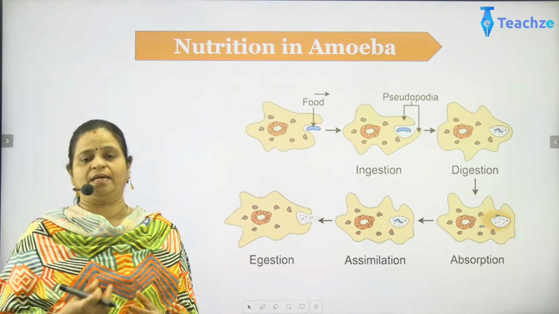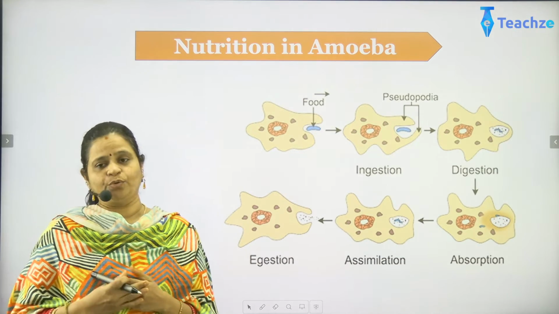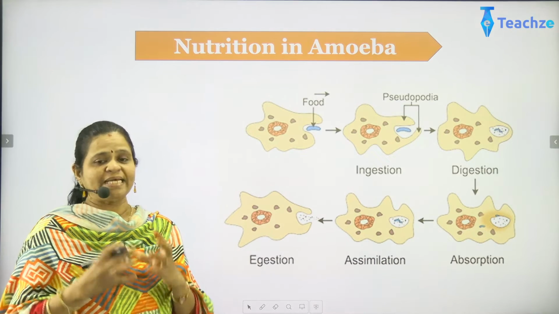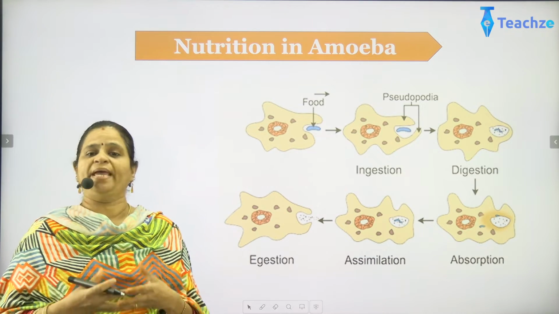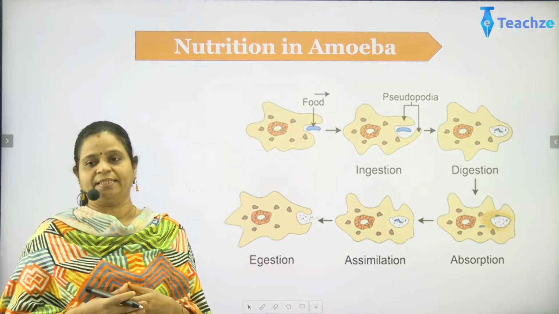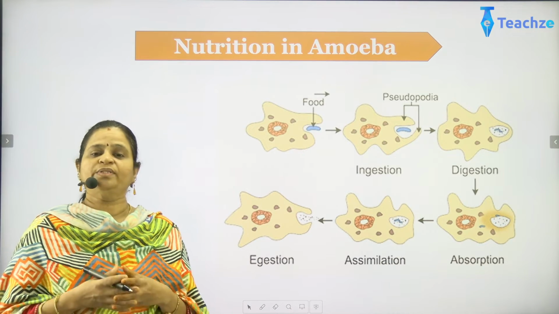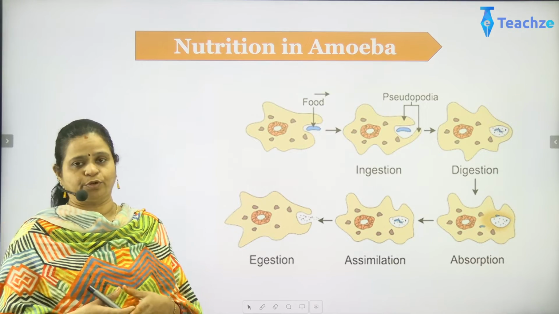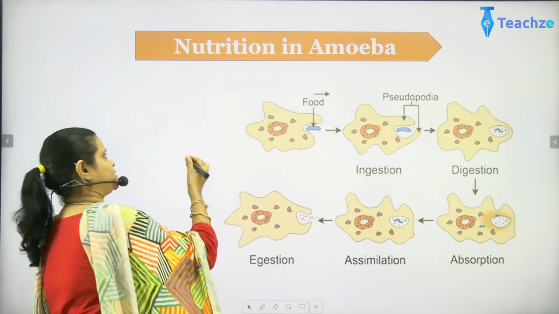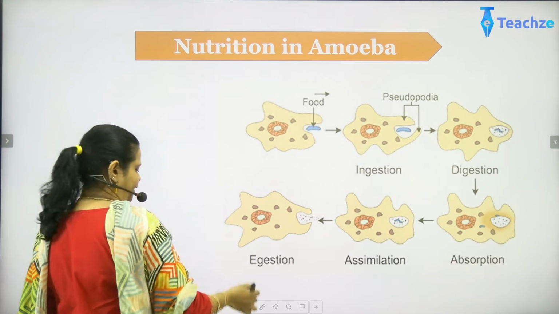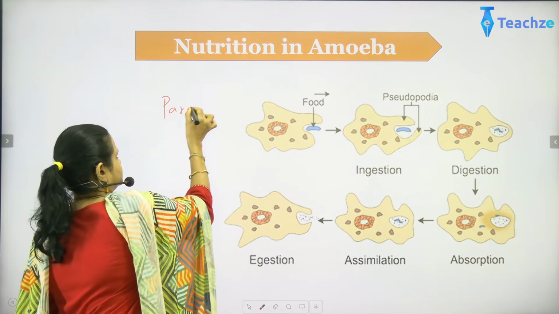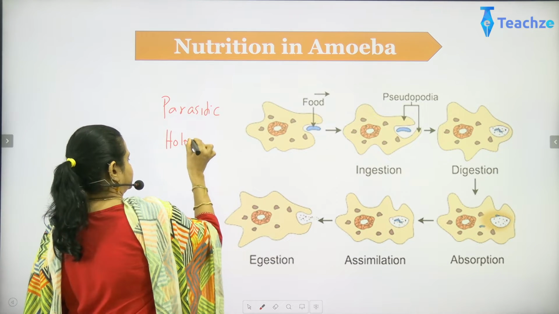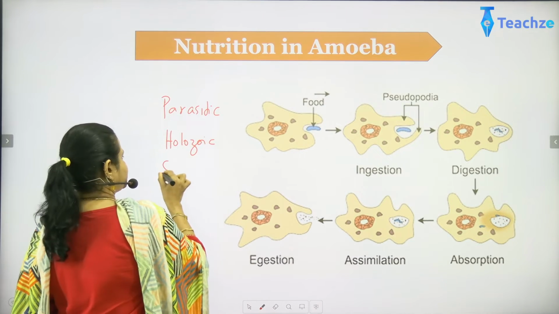Before we get into understanding what happens in amoeba, let's look at what we have learned about the heterotrophic mode of nutrition. Since organisms cannot make their own food, they are directly or indirectly dependent on other organisms. This method we call the heterotrophic mode of nutrition. Under heterotrophic, we saw three subcategories in the previous session: the parasitic, then holozoic, and also saprophytic.